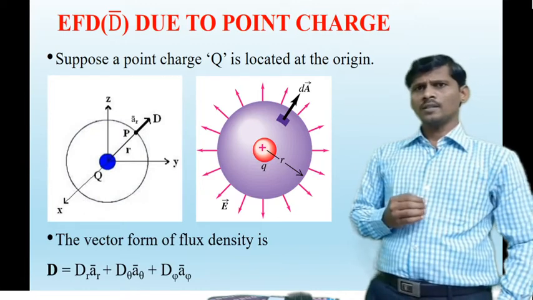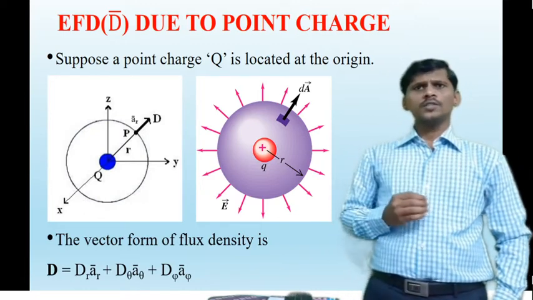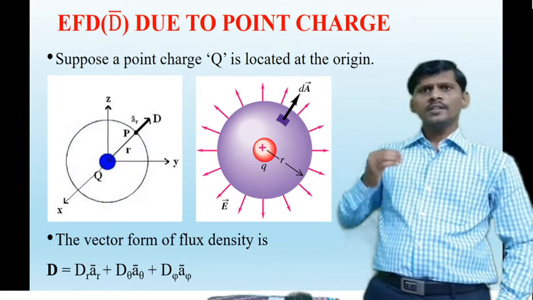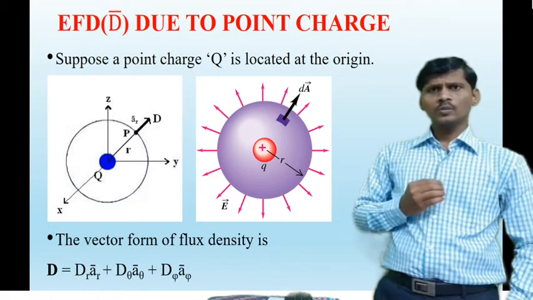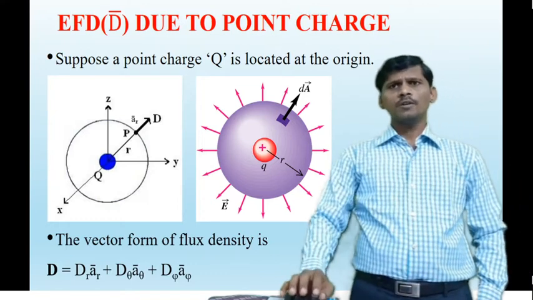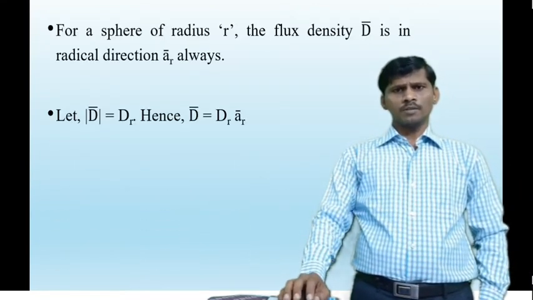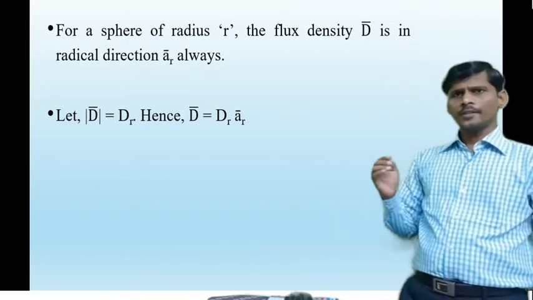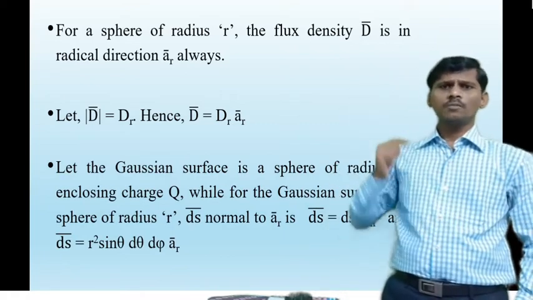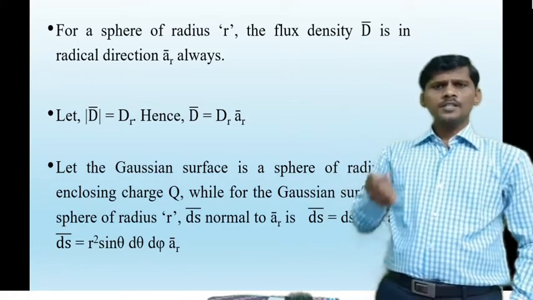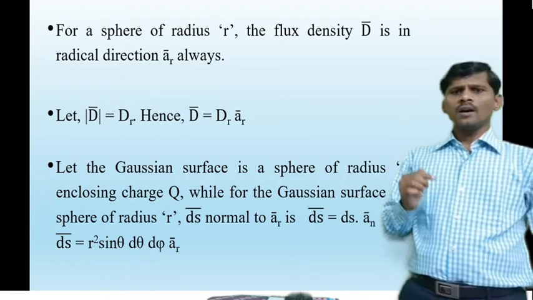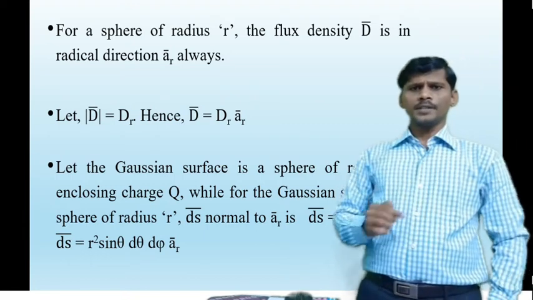So now here the electric flux density is varying only in the r direction, that is the radial direction. It is moving radially outward. It is not varying in the theta and phi directions. So because of that, in vector form, D bar is equal to Dr into ar bar, where ar bar is the unit vector in the direction normal to the surface. In spherical coordinate system, the differential surface area dS bar is equal to r square sin theta d theta d phi into ar bar.